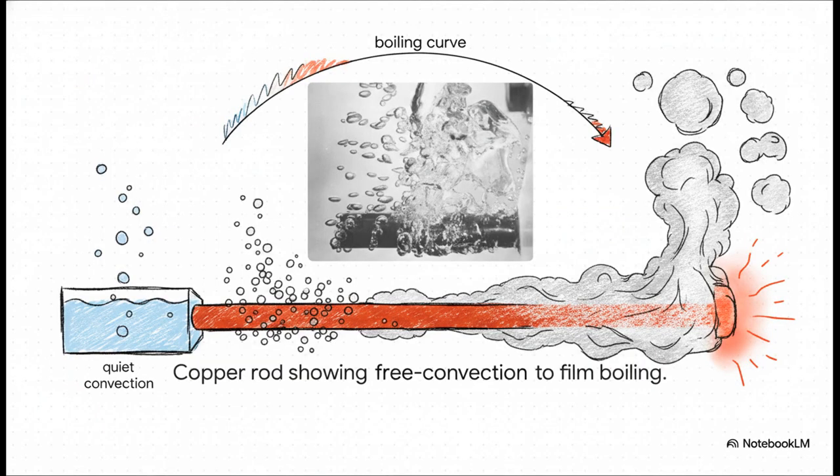To anchor that graph in physical reality, check out this submerged heated copper rod. It literally visualizes the curve we just looked at. Because it's heated aggressively from the right side, you see quiet convection on the cooler left end, building into intense nucleate bubbles right in the middle, and ending in violent film boiling on the far right. It's the whole spectrum at once.